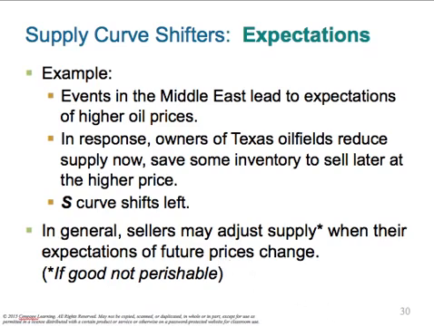In general, sellers may adjust supply when their expectations of future prices change, if the good is not perishable. If it's not something that has to go to market immediately, if it's something that can be stored like grain or oil, and a seller says, man, it's going to be $20 more a barrel tomorrow or $20 more a bushel tomorrow, I'm going to wait and sell my goods tomorrow. All those are expectations.